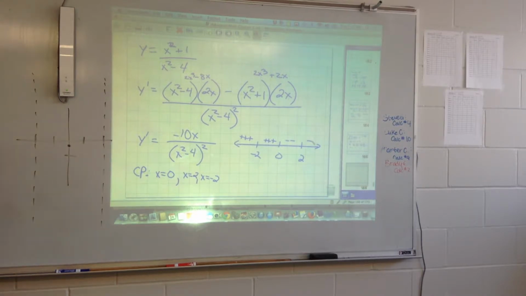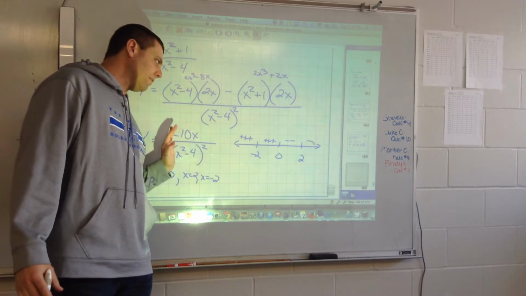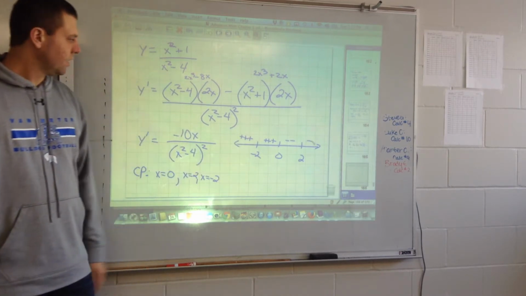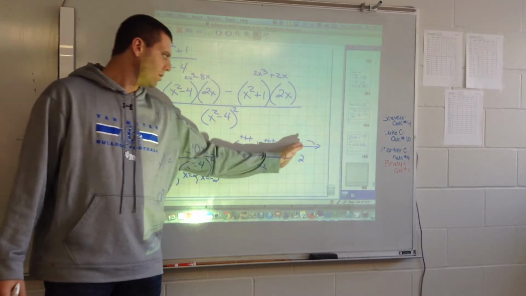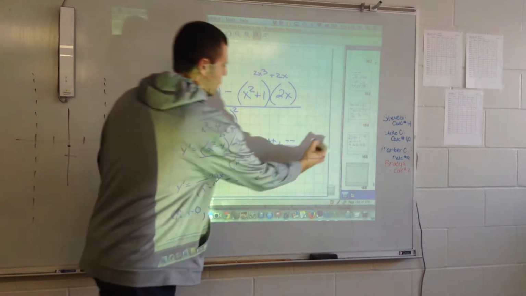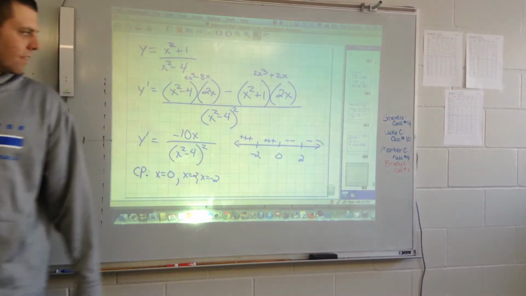So, now we have its increasing and decreasing intervals that we could write. It's going to be increasing from -infinity to -2. It's going to be increasing again from -2 to 0, and then decreasing.